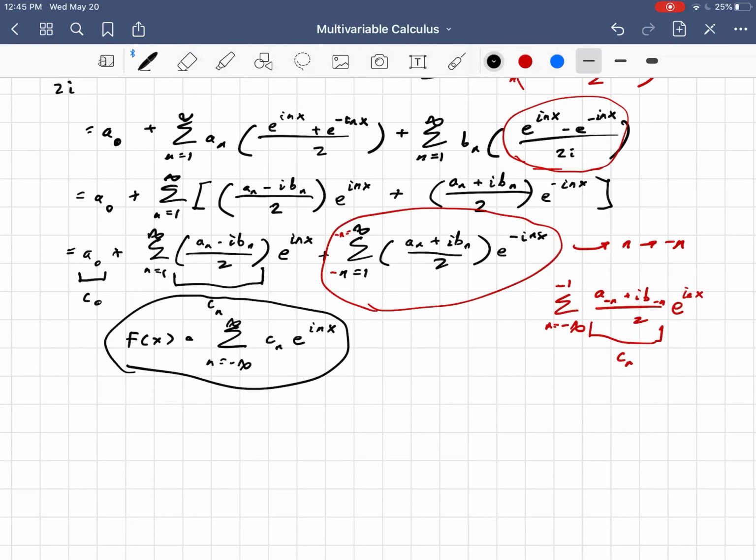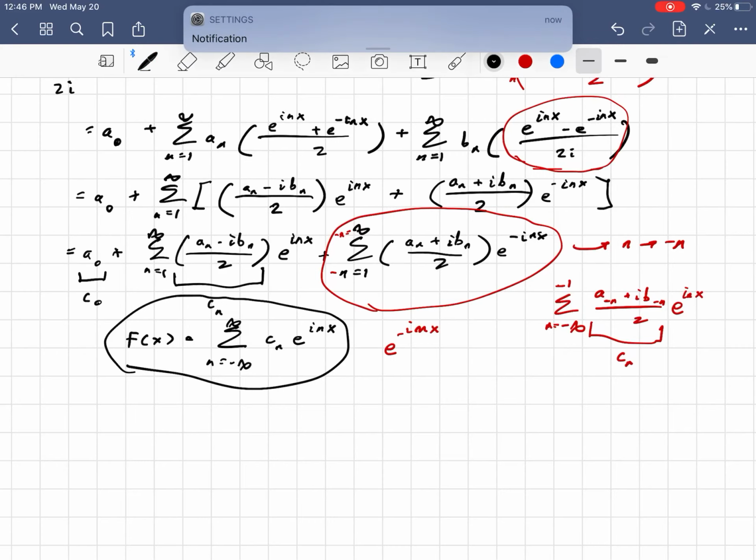We found a sub n and b sub n for the real valued Fourier series, and we're basically going to multiply by something that will let us just solve for c sub n. And that something that we can introduce is e to the negative i m x. m, not n. So why does this work? Well, because then when we multiply those things together, we will get a nice integral.